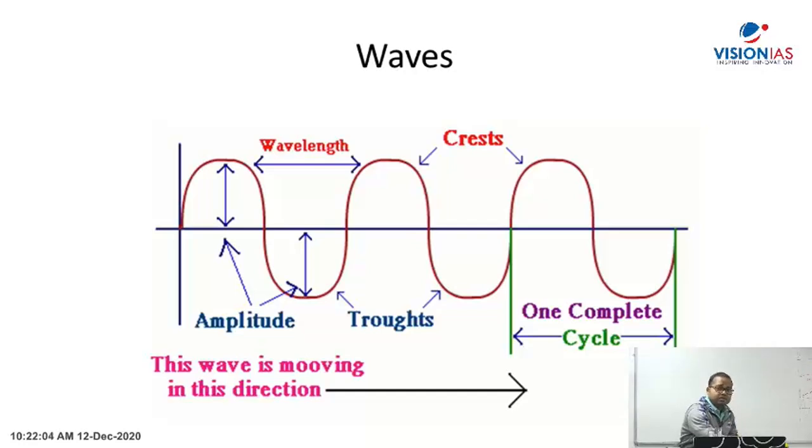Now write frequency. I will make you understand this. It is the number of occurrences of an event per unit time. Let's understand what I told you.